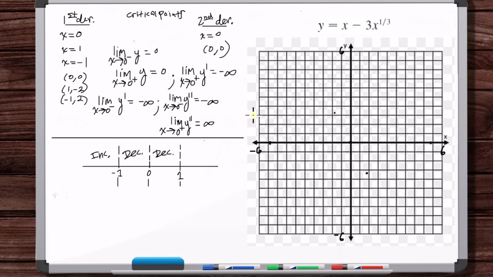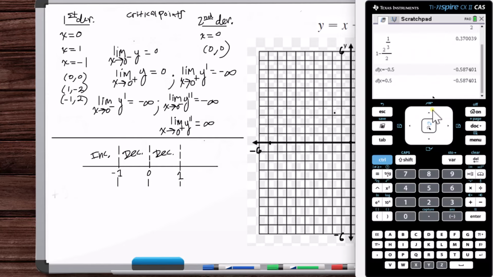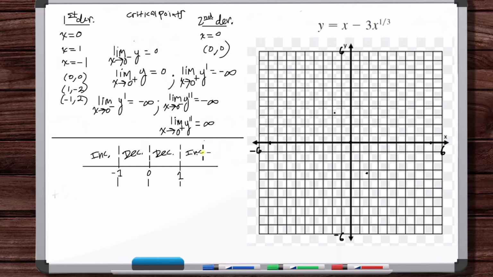So decreasing here, and then increasing here. Okay, now let's check the second derivative, or the intervals of concavity. So there's only one point where the second derivative can change signs. All right.